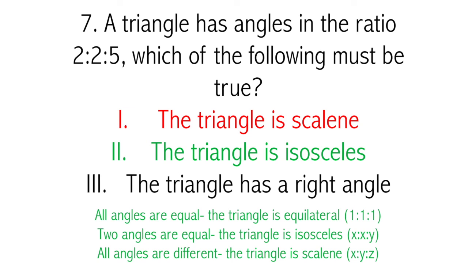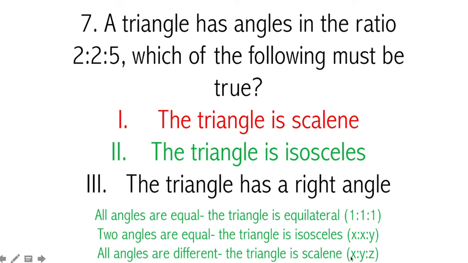Therefore, the ratio or the fraction of 180 they represent is equal. And if all 3 angles are different, the triangle is scalene, and you would get a ratio in the form x:y:z, where x, y, and z are different numbers. Here we see that 2 of the numbers are the same. Therefore, it means 2 of the angles are equal, and the triangle is definitely isosceles. We realize that these 3 things are mutually exclusive.